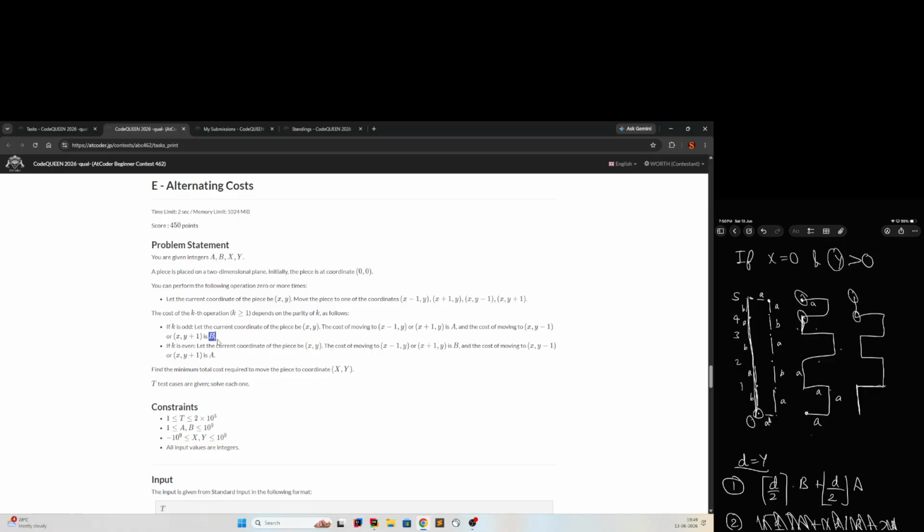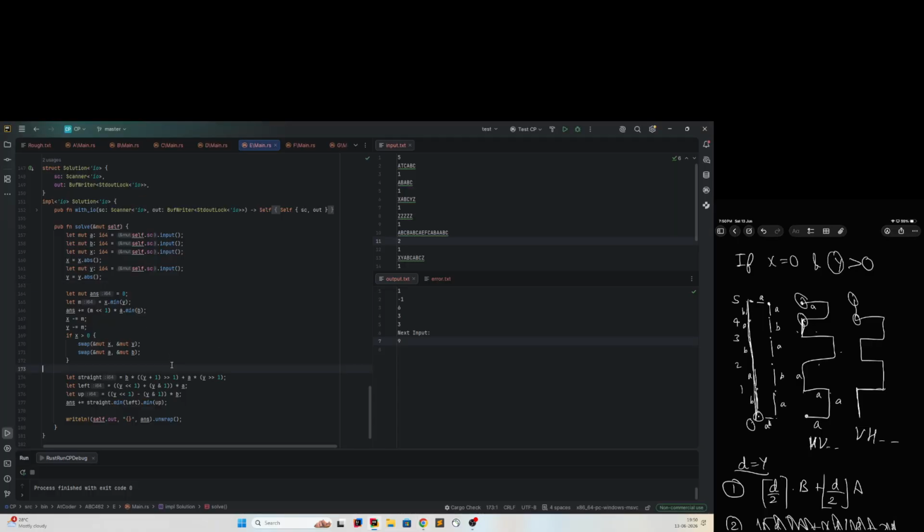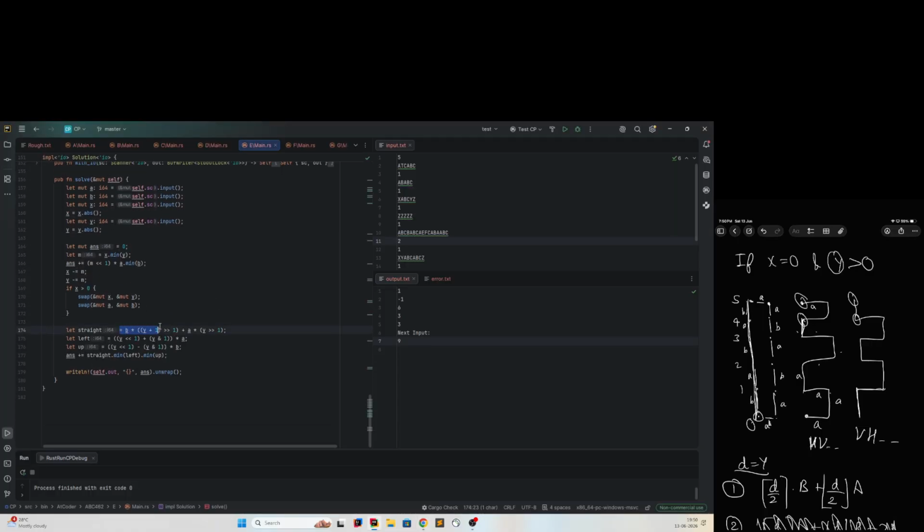So here we start from horizontal to vertical, and we start from vertical to horizontal. So this is like the cost. If I see the code, this is the cost we are going to face if we start from horizontal then vertical, and this is the cost if we start from vertical then horizontal. So I take the minimum of all of these, and I add it into our answer.